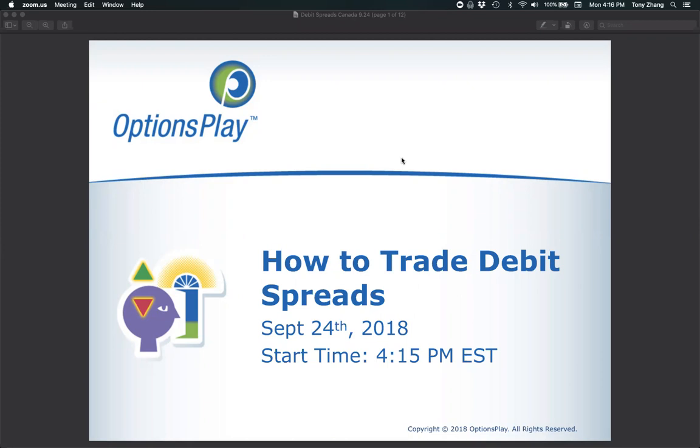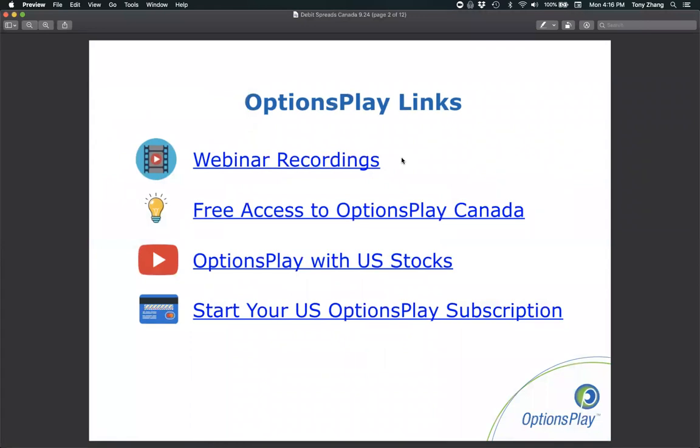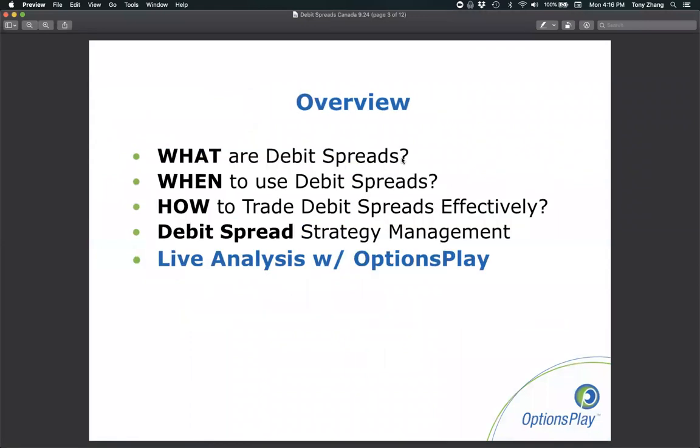So we're going to spend about 15-20 minutes going through slides, and what I'm really going to go over is helping you understand what debit spreads are, when you should utilize them, how to trade them effectively, and then lastly, how to manage a debit spread, meaning how do you take profit, how do you cut losses, those types of things. And we're going to go through some slides in order to teach you these concepts and best practices.